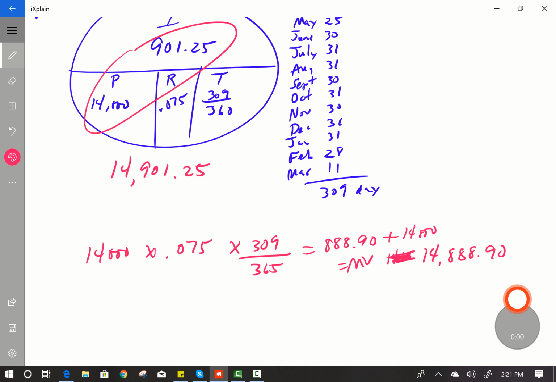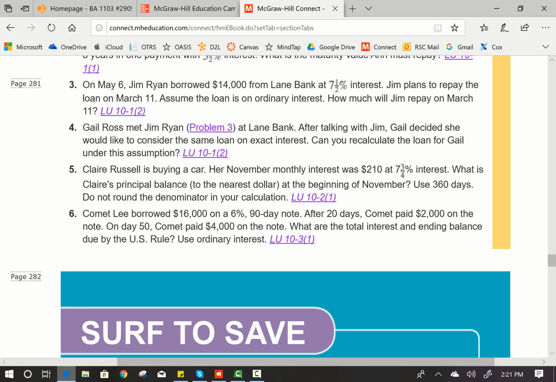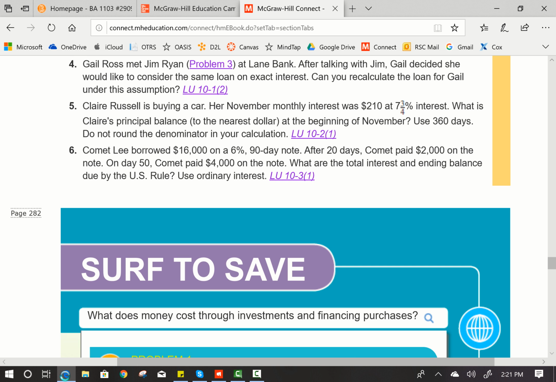Okay, number 5. Claire Russell is buying a car. Her November monthly interest was $210 at 7.75% interest. What is Claire's principal balance to the nearest dollar at the beginning of November? Use a 360-day year, which is ordinary interest, and do not round the denominator in your calculation. So we're doing this for only 30 days is really what that question is asking.